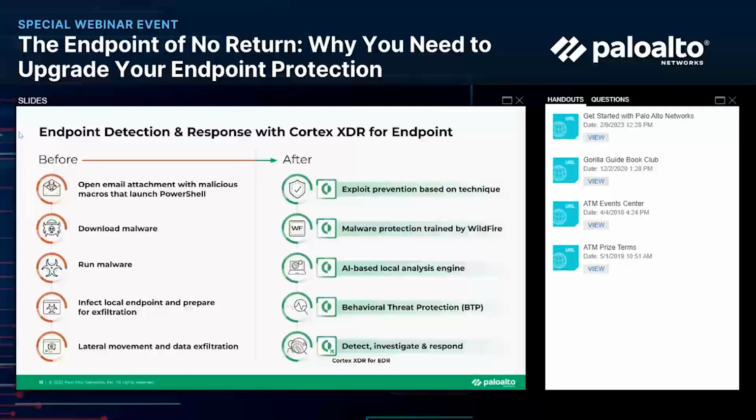Oftentimes, the only way to identify these attacks is by analyzing activity over time and across data sources with machine learning. By combining rich data and analytics, you can detect the tactics and techniques used by advanced adversaries. You can also hunt for threats and get full visibility to investigate and respond to incidents.